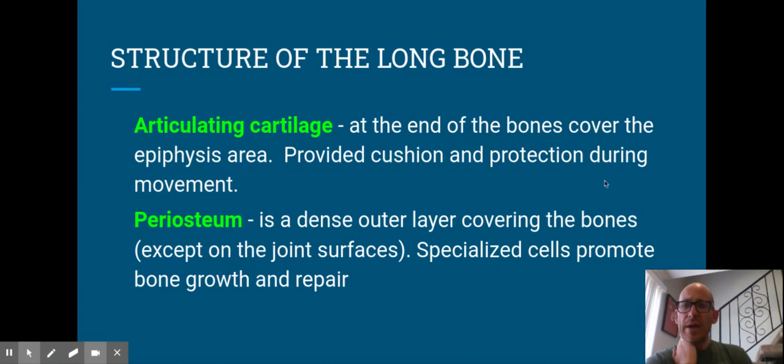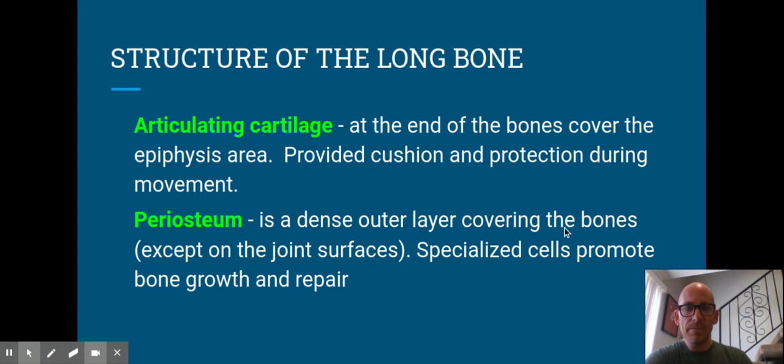Okay, going back to structure. At the end of the bone, you have this articulating cartilage. Remember, articulation is another word for joint or movement. So you have cartilage that accommodates articulation, articulating cartilage. So this is the end of the bone. It provides some cushioning and protection during movement. The really nice thing that it does is it's super smooth and allows the bones to slide past each other.